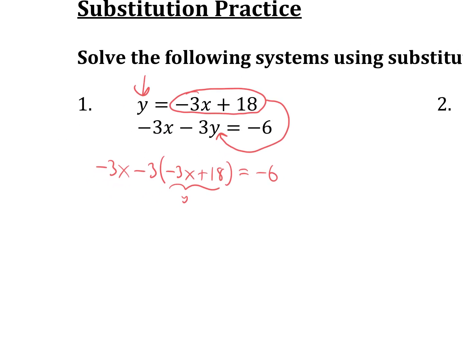Now we're going to go ahead and solve. In order to solve equations, we need all the variables to be the same. Now that we have all x's, we can solve this. How do we do that? We have some distribution to do here. We have the negative 3 times both of these. So we have negative 3x. Negative 3 times negative 3x is positive 9x. Negative 3 times 18 is negative 54. And that equals negative 6.